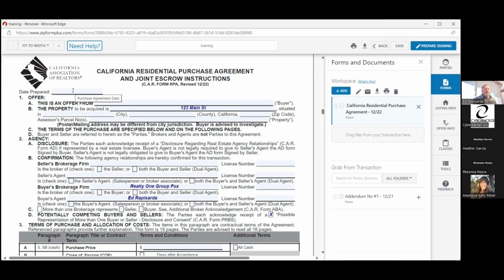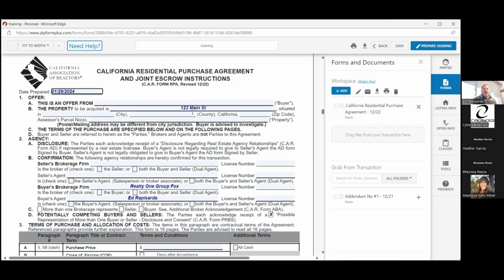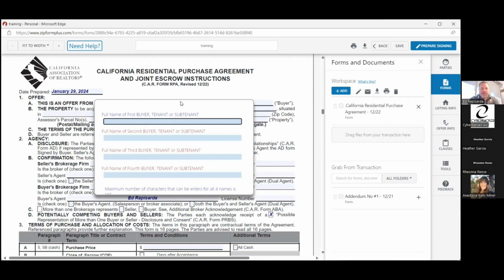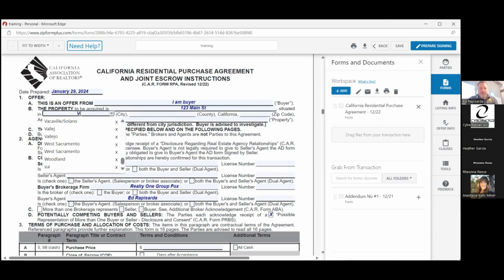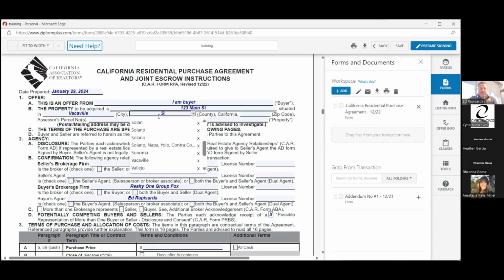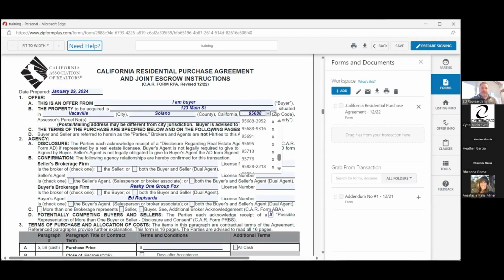So here we have the date prepared, important, right? This is an offer from Mr. I Am Buyer, and the property address of 123 Main Street in Vacaville, County of Solano, state of California, and that is 95688. All right, so we have the address.